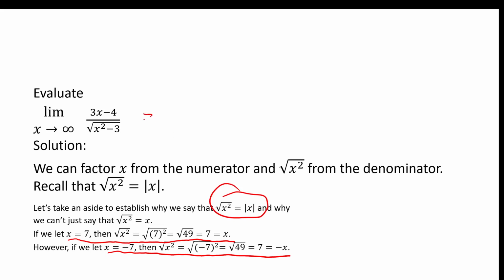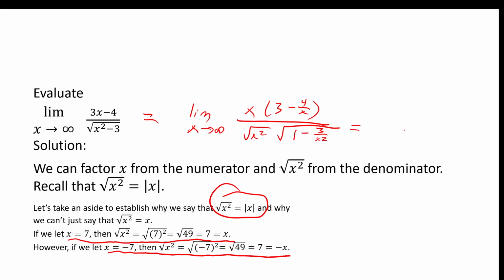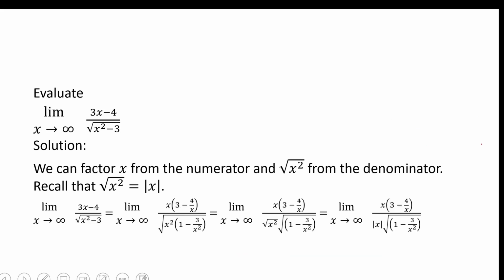But it's important because what's about to happen is we're about to factor x out of the top and the square root of x squared out of the bottom. And we're going to have to say that the square root of x squared is the absolute value of x. And so it's important that we make that distinction. Okay?